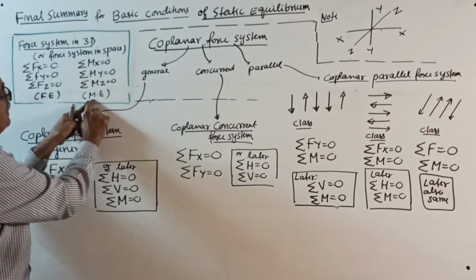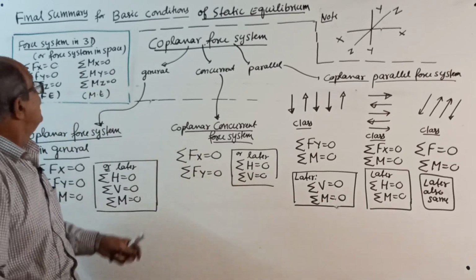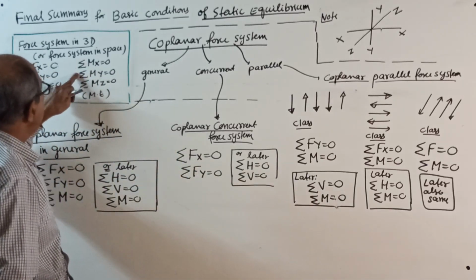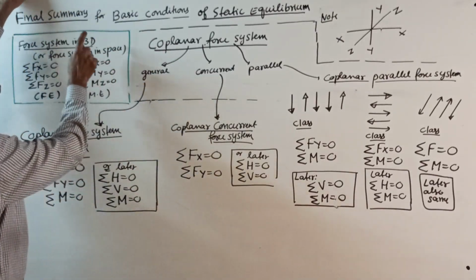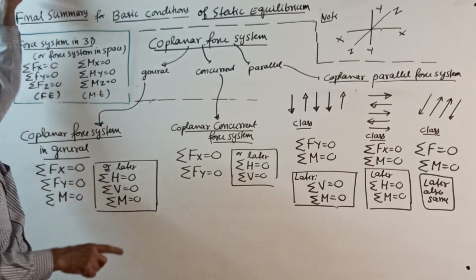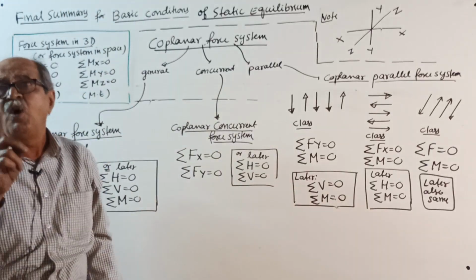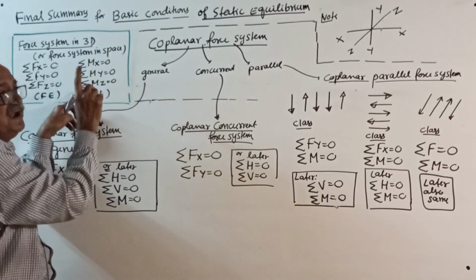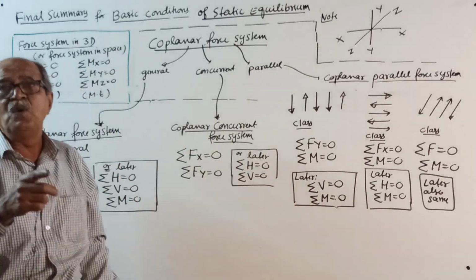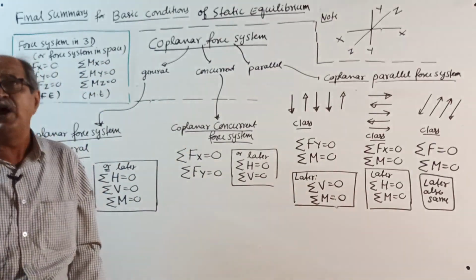Next, moment equilibrium. Sigma mx, sigma my, sigma mz 0. See, when you go for a 3-dimensional force system, moment is not about a point. Moment for a 3D force system is about an axis, not a point.